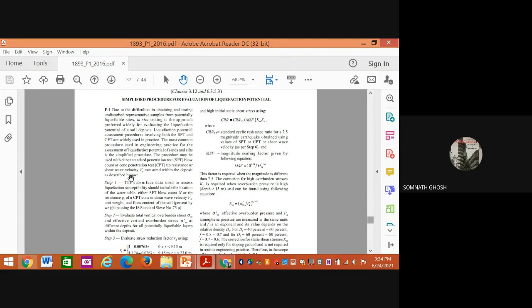Sometimes when it is a hilly area, you can't do it, or in a particular place you can't go there. Then, if there is a long distance between them, then you can go for this kind of test, and you will get some shear wave velocity, which will help you in assessing the liquefaction potential, right?